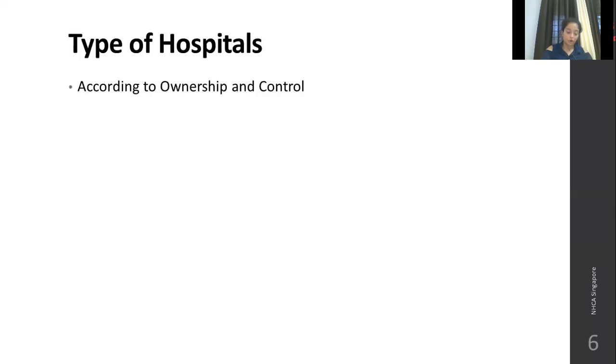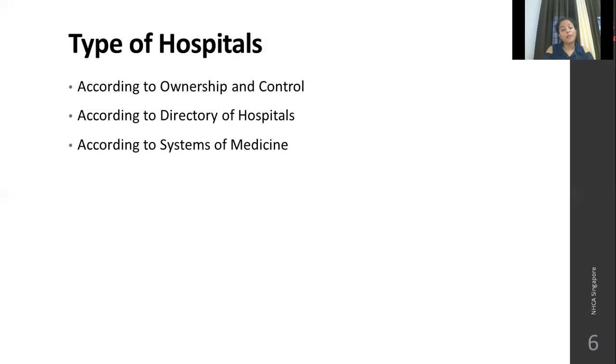Types of hospitals. According to ownership and control, you have public hospitals, voluntary hospitals, nursing homes, corporate hospitals. Then, according to the directory of the hospitals, you have general hospitals, rural hospitals, specialist hospitals, teaching hospitals, isolation hospitals. Systems of medicine: you have Ayurvedic hospitals, homeopathy hospitals, allopathy hospitals, allopathy being the most common one. According to the size of the hospital, if the bed number is less than 200, it is a small hospital. Between 200 to 500, it's a medium hospital. Above 500, it is a large hospital.